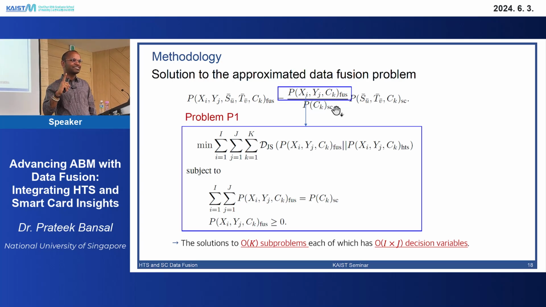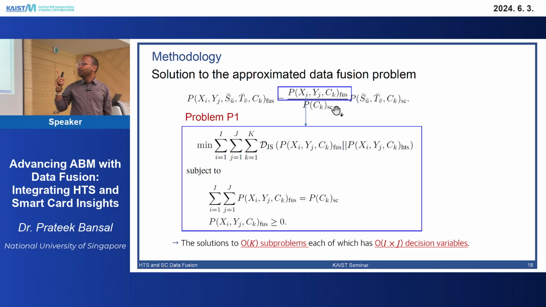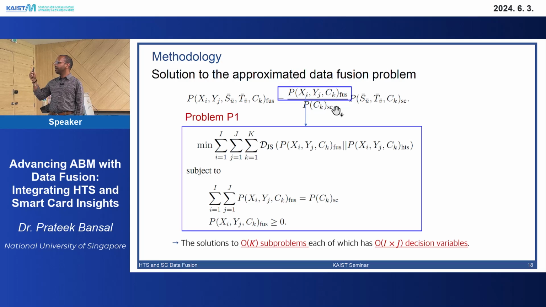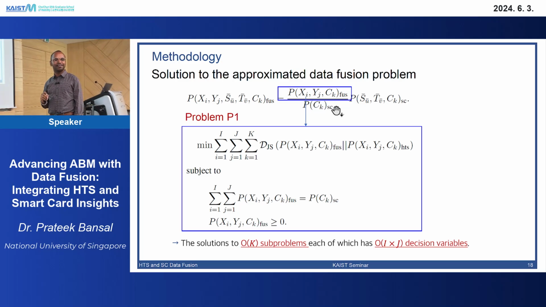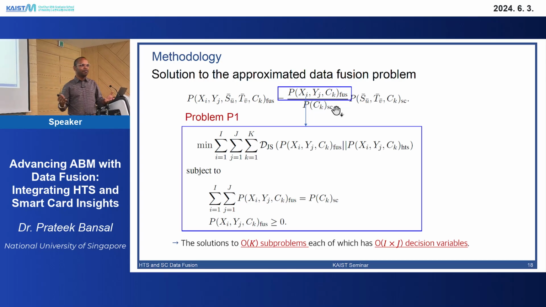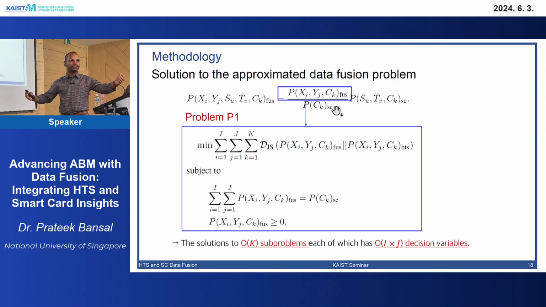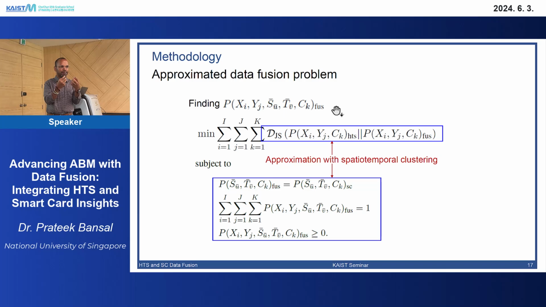If you have just one cluster, what does that mean? You will be able to maintain the distribution of the x and y in HTS, and you will be able to maintain the distribution of S bar and T bar in the SC data, but whatever you generate will not be able to maintain the joint distribution of the x, y, s and t that you observe in the HTS data, because that's the main crux.